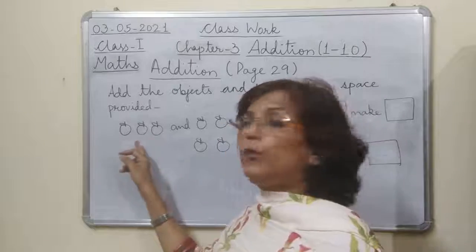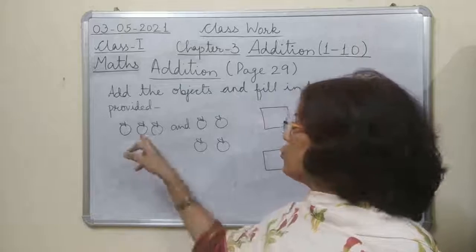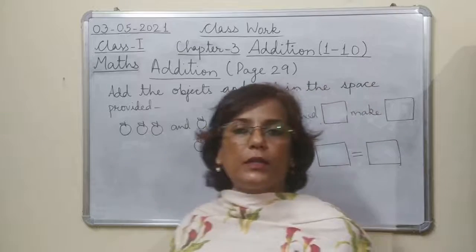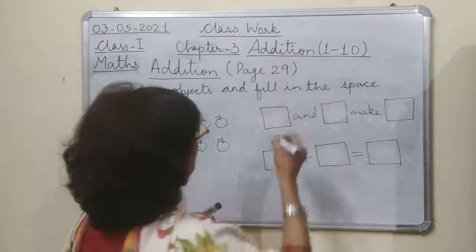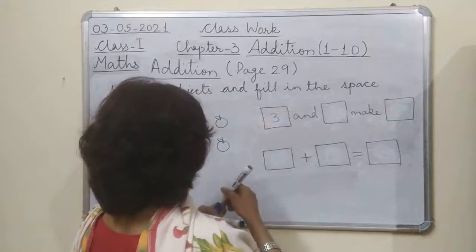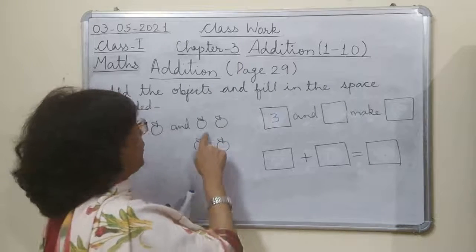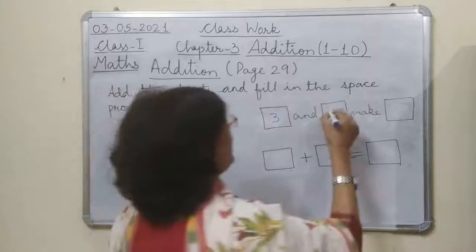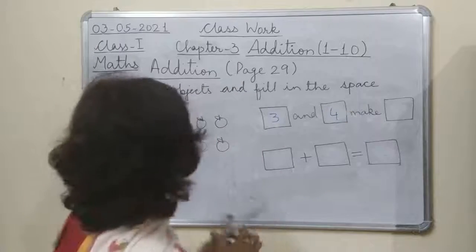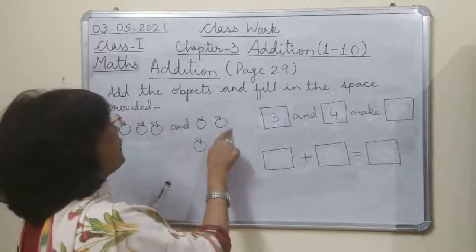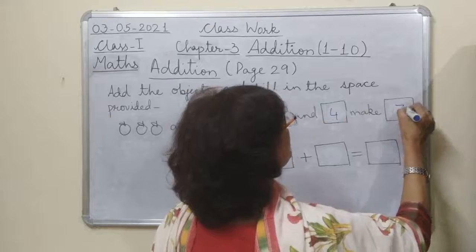आप इसको सिंपली यहाँ पे ऑब्जेक्ट्स को काउंट करके भी you can fill in the placeholder. Okay, so 1, 2, 3. How many oranges are there? 1, 2, 3. 3 oranges. So here we write 3 and 1, 2, 3, 4. How many oranges here? 1, 2, 3, 4 and 4. So 3 and 4 make 1, 2, 3, 4, 5, 6, 7. 3 and 4 make 7.